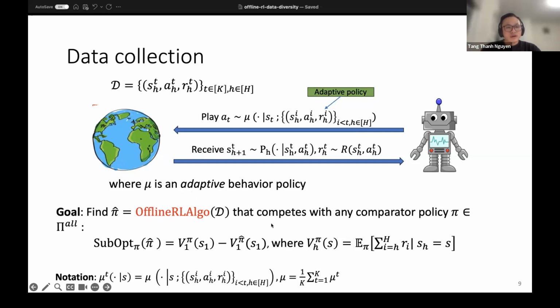The goal of offline reinforcement learning, formally, is to design a learning algorithm from the offline data set such that we can extract a policy that can compete with any comparator policy pi. This learning objective is defined by suboptimality, which is the value gap between the comparator policy pi and the learned policy pi hat. Here is some notation: we denote mu_t as the behavior distribution at episode t, and mu as the average of all the behavior policies.